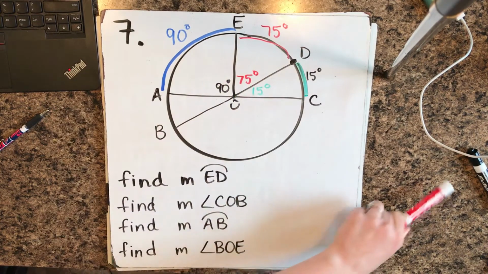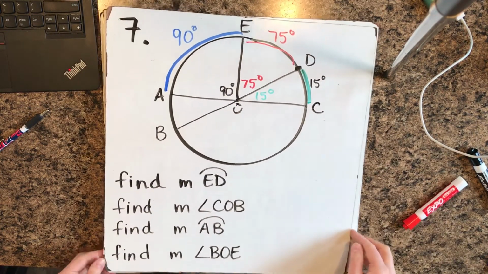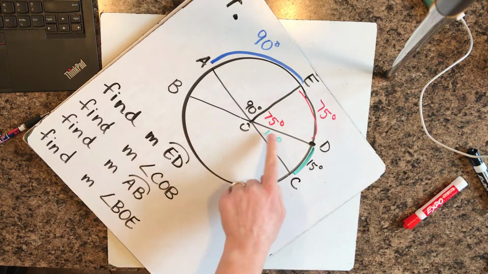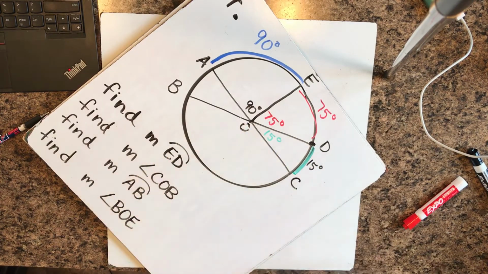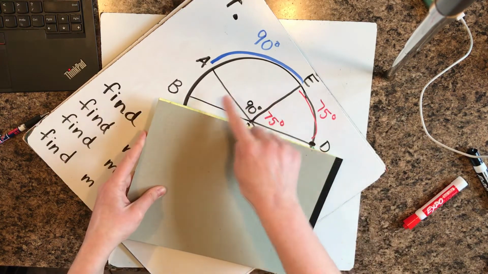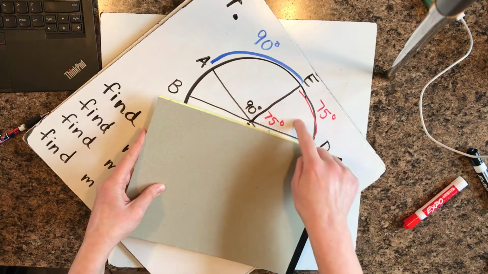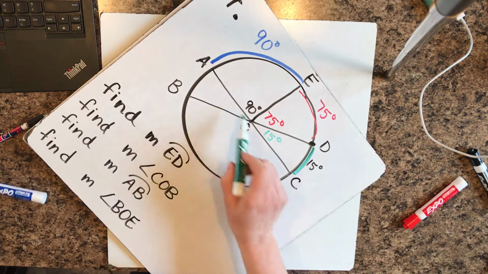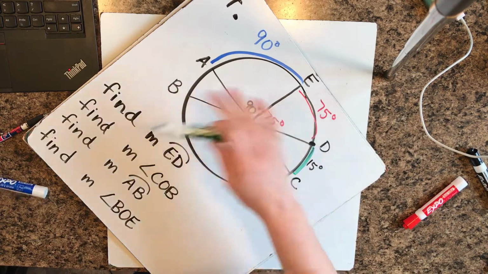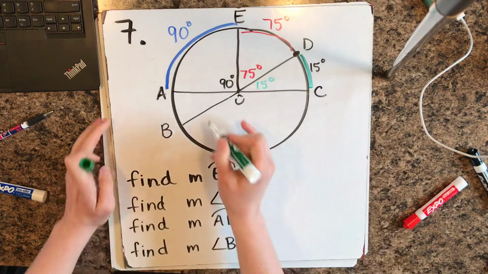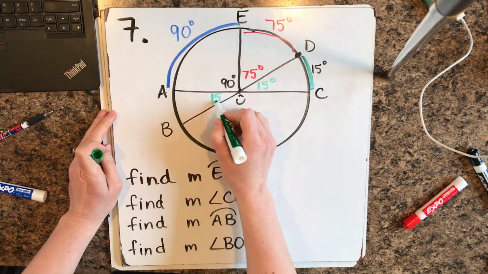I can also rotate my board a little bit, and I see another straight line. That's a diameter. If it goes through the center of the circle, it's a diameter. So again, I know that's a straight line, and that has to add up to 180. I already have 90 and 75, so I can find this. Some of you also might be thinking, well, wait a minute, these 2 angles, two straight lines intersecting each other, those are vertical angles, okay? And you'd be right, and vertical angles are always congruent.